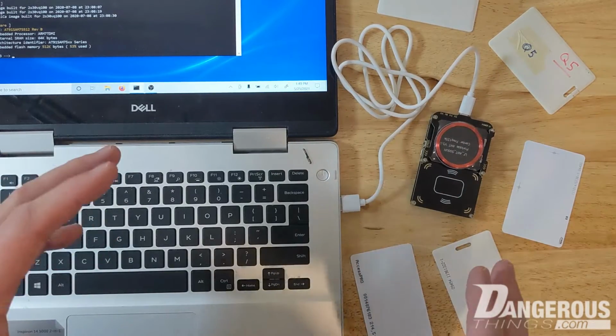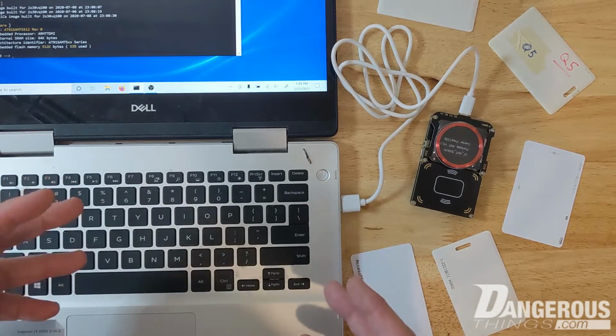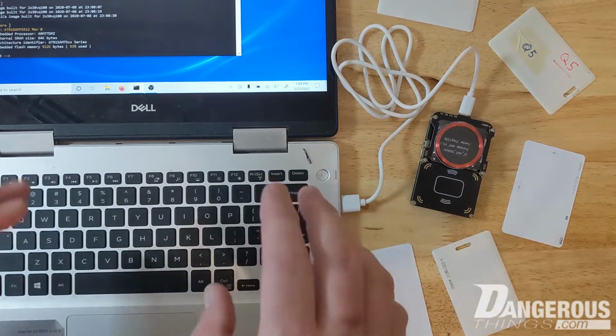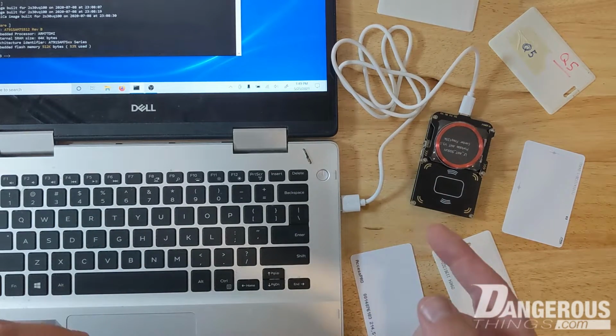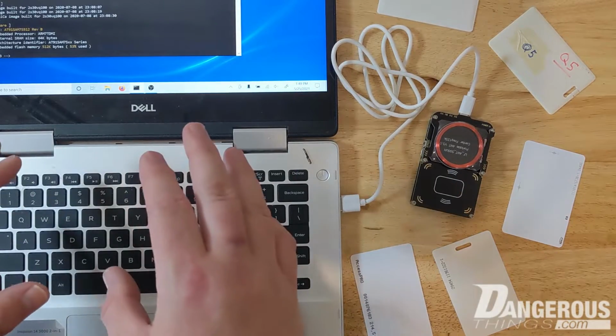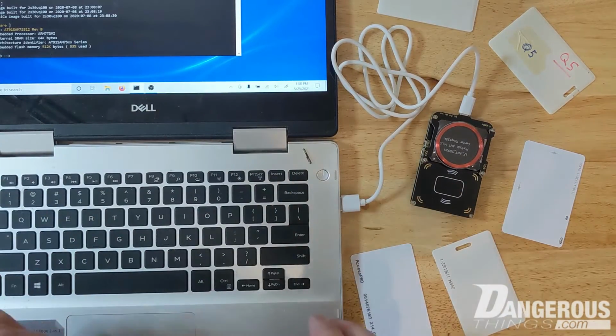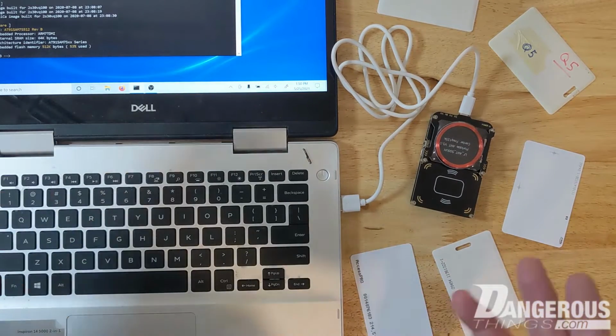But essentially, the cool part about the T5577 chip, and I've talked about it extensively in other videos, is that it can be changed to emulate each type of air interface and serial number or ID of each of these types of cards. So we're going to hop into the Proxmark client software here, and we're just going to start interrogating these cards to find out what are their ID numbers, basically.